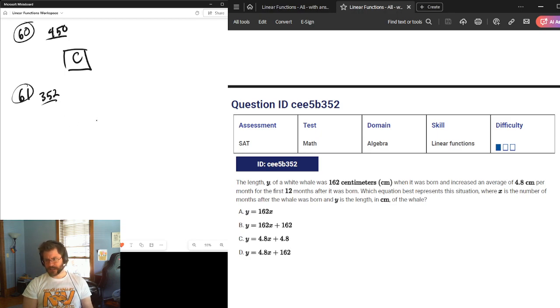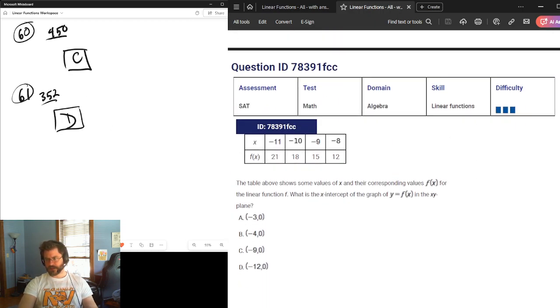Slope-intercept form in the answers again. We got a slope of 162 or 4.8. And we have some different y-intercepts. We have an increase of 4.8, so it's either C or D for the first 12 months. Okay. And it was 162 when it was born, so we've got D as our beginning value. Y-intercepts should be understood to be the beginning value when time is 0.